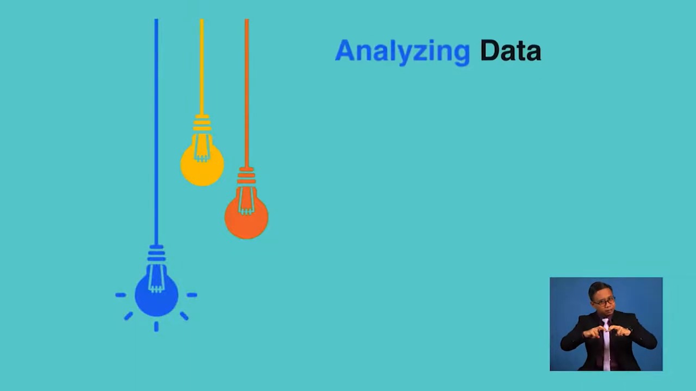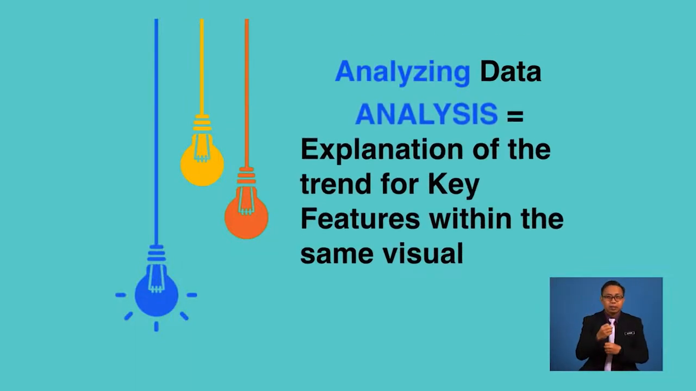Analysis and synthesis are two important elements in report writing. These two elements should be written in simple past tense. What is analysis? Basically, analysis is an explanation of a trend based on the visual given. It's a trend within the same visual. Analysis can be obtained either from visual 1 or visual 2. However, an effective analysis is the one that explains the first visual you see.